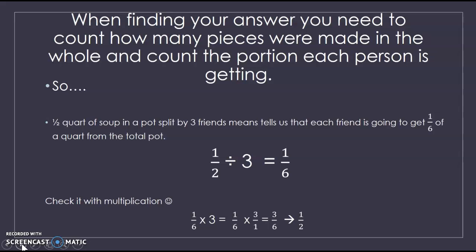And that makes sense because, like I said, if you only have 1/2 a quart and you have to share it, you know your answer has to be smaller than what you started with, right? Because if we only start with 1/2 of a quart, then if we're splitting that, it needs to be smaller, right? There's that division where we are getting smaller. Again, a great resource is to always check it with multiplication. So 1/6 times 3 equals 1/6 times 3/1, which equals 3/6, which hopefully you can see is 1/2. Okay, that will always work. Check, check, check. All right.